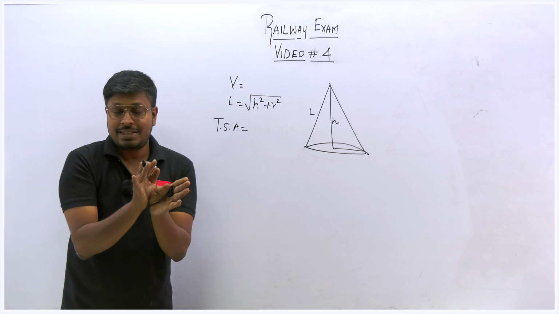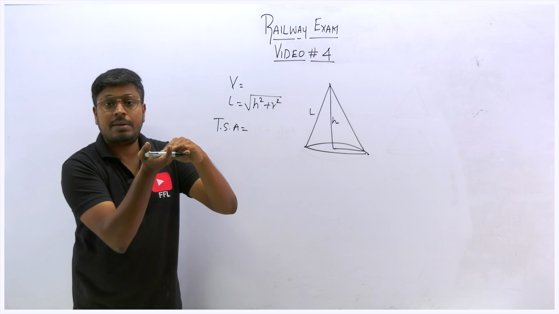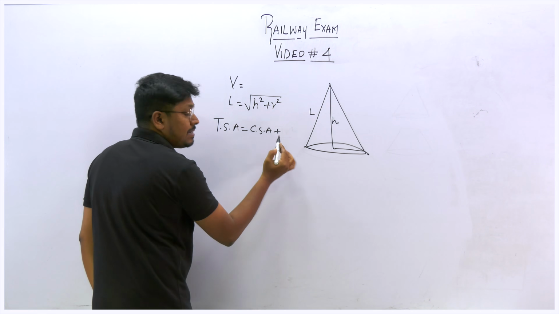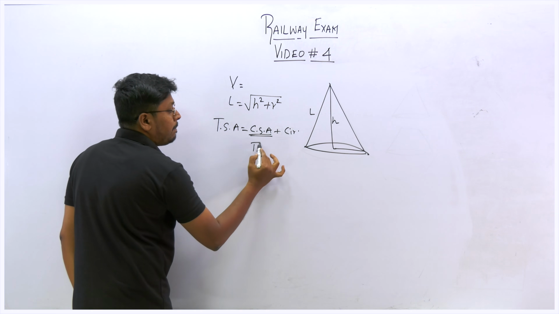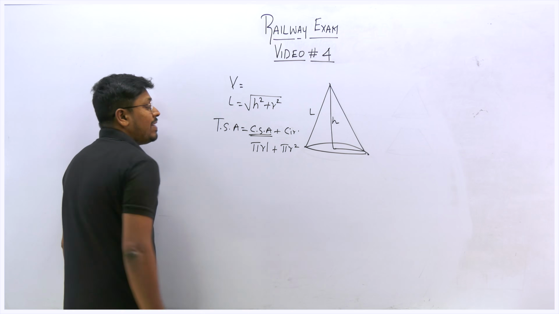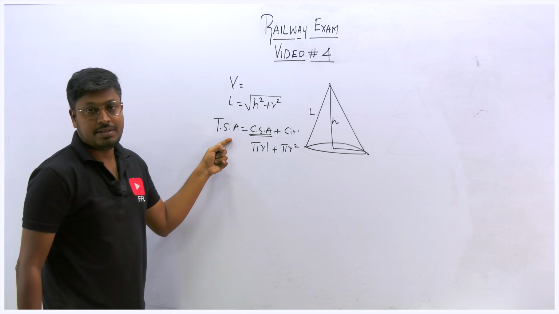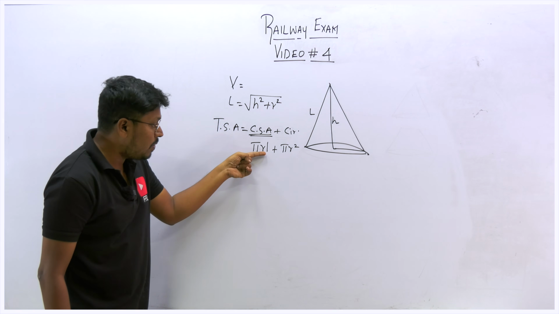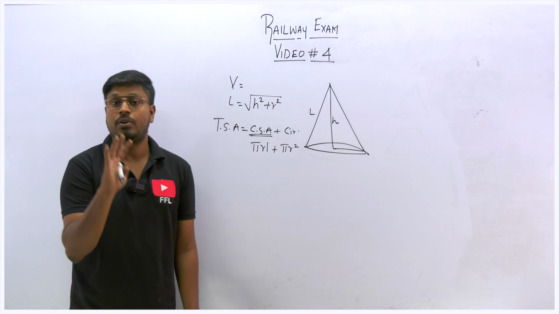So the total surface area will be the curved surface area of the cone, as well as the circle at the bottom. So curved surface area plus bottom circle area. The curved surface area is pi r l, plus the bottom circle, which is pi r square. When you add the curved surface and the bottom area, the result is the total surface area. So the total surface area is this formula, and the curved surface alone is pi r l. So in total, we have only 4 formulas for a cone.